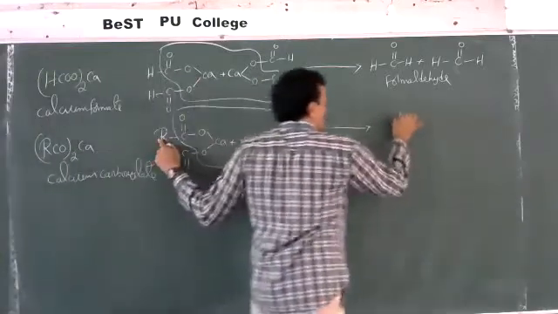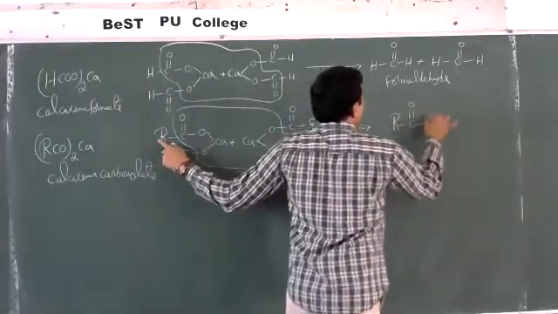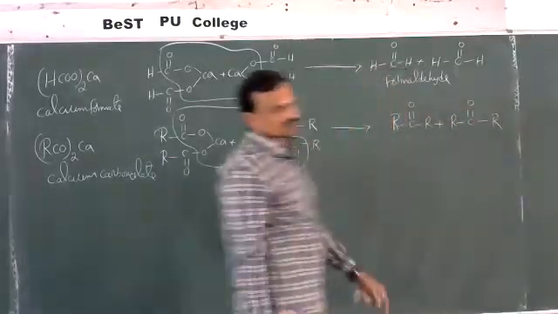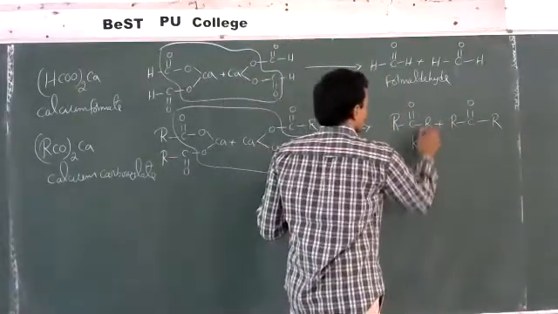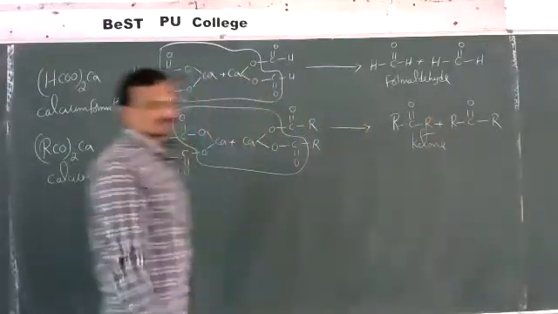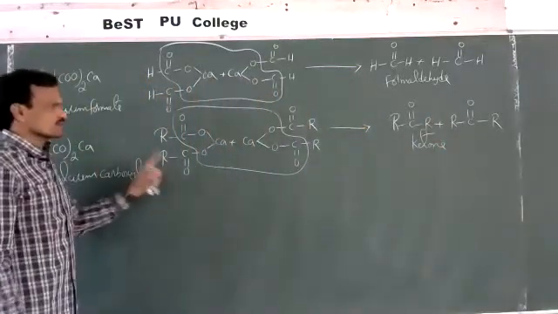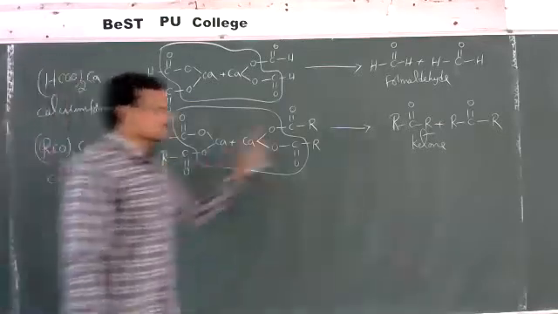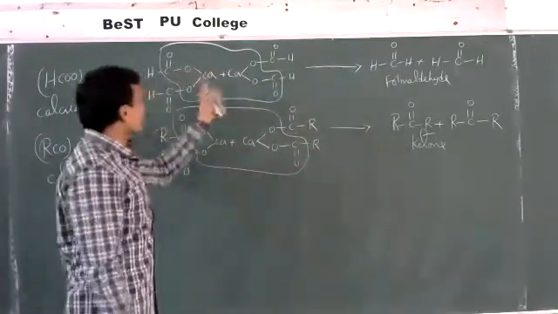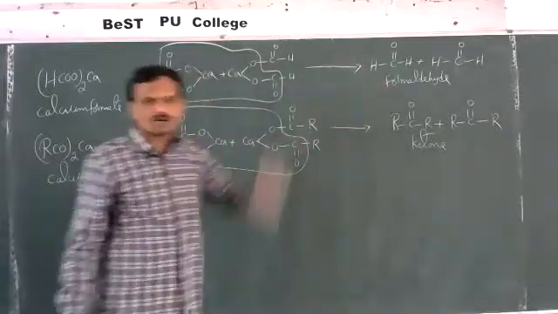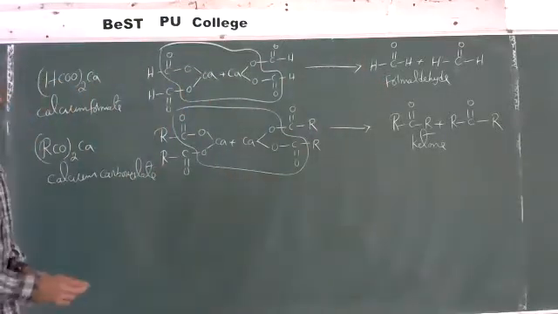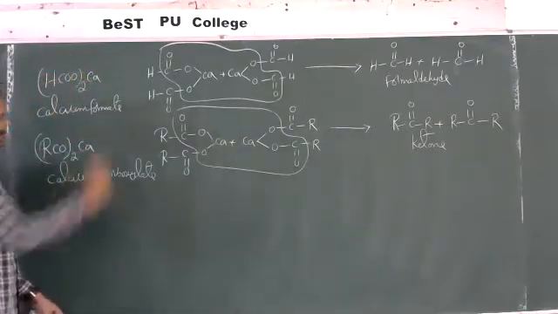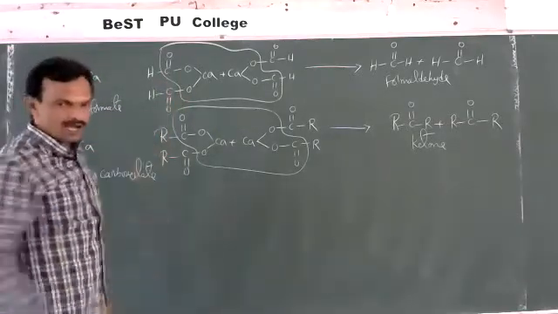RCOR, again 1 mole of RCOR. So ketone will be formed. So distillation of calcium salt of carboxylic acid alone gives ketone. Calcium formate gives formaldehyde. Now, if you take the mixture of calcium formate and calcium carboxylate, we can get aldehydes.